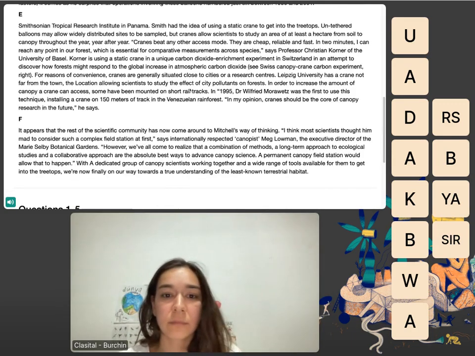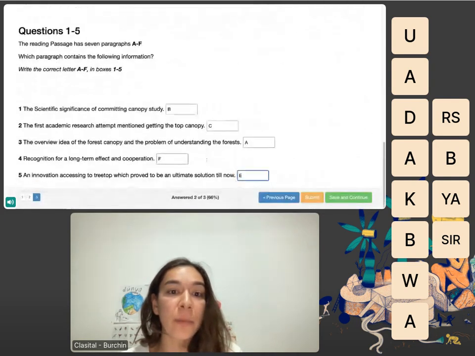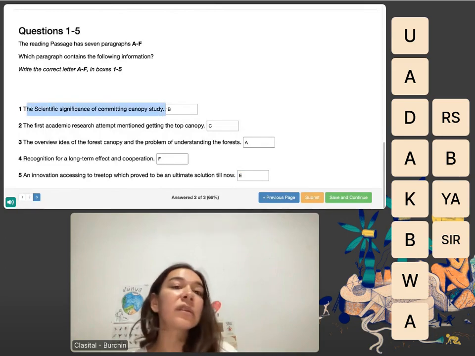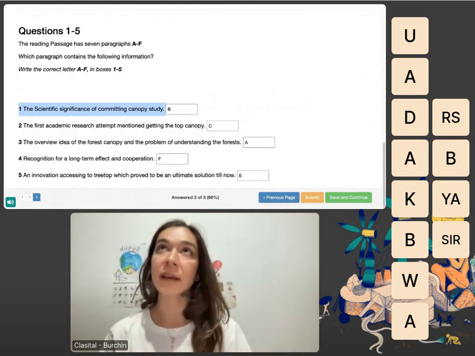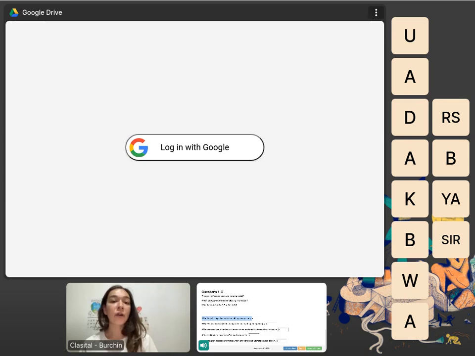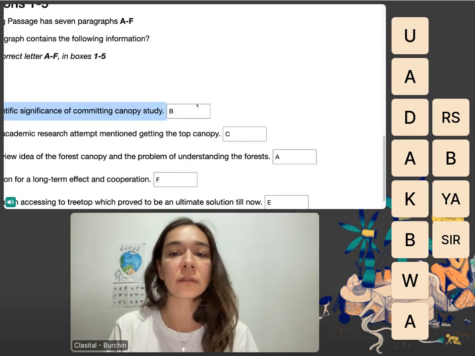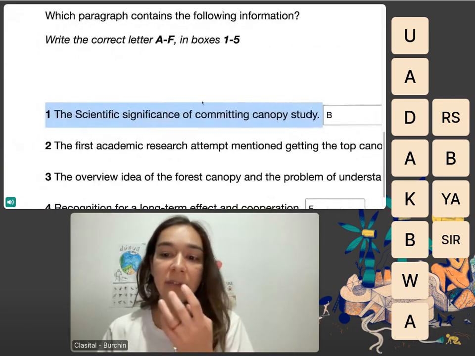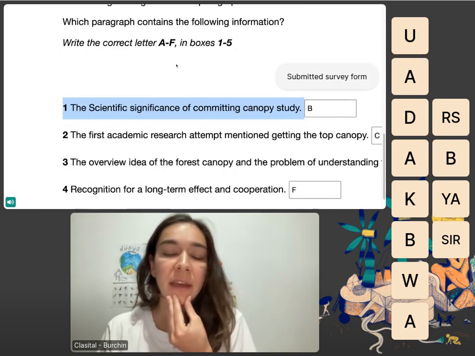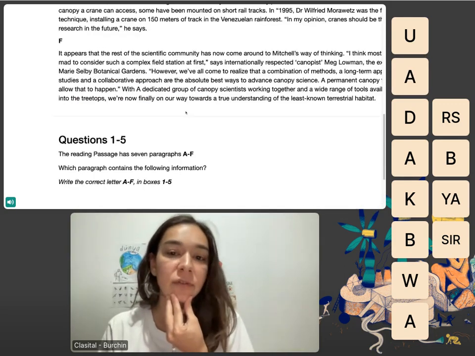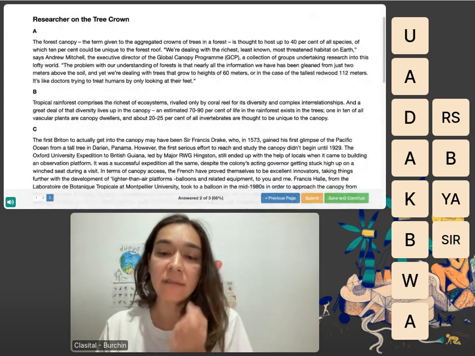Let me see. The scientific significance of committing canopy study. Okay, I have this one and I couldn't find it anywhere in the text. I wasn't sure. So I am changing my way of thinking and I am asking, why is committing canopy study important? I am asking myself that way because I couldn't find the answer. Why is it important? And I am looking at the whole of the text. I left it to the last. And until then, I have just two options left. B and D.